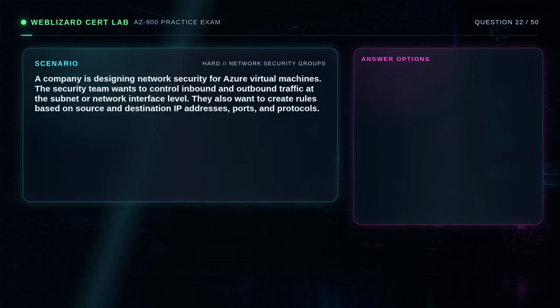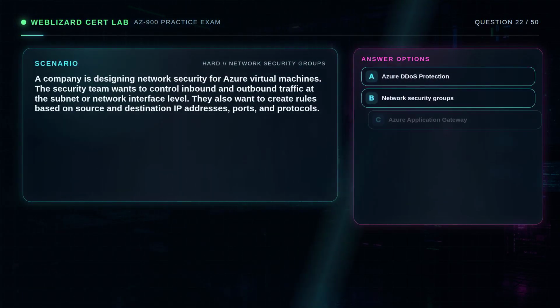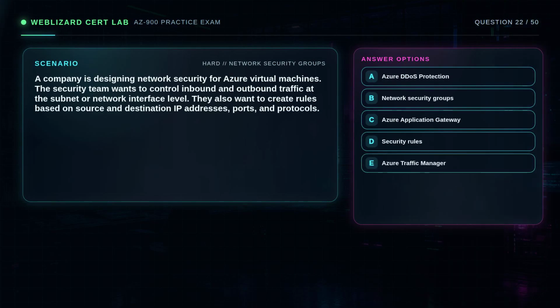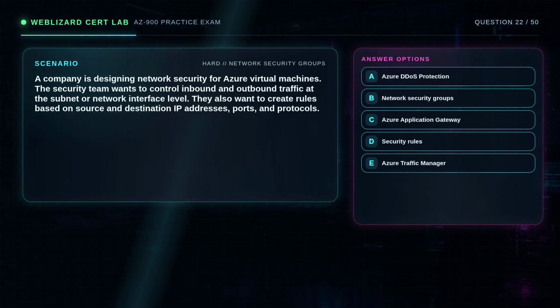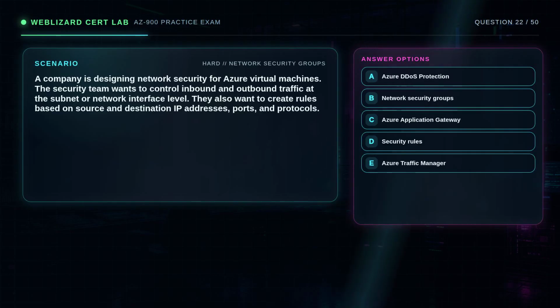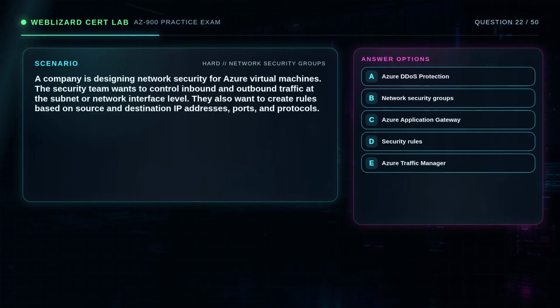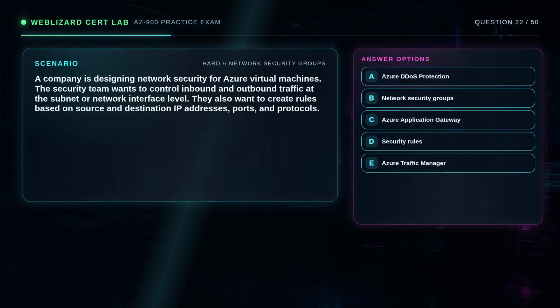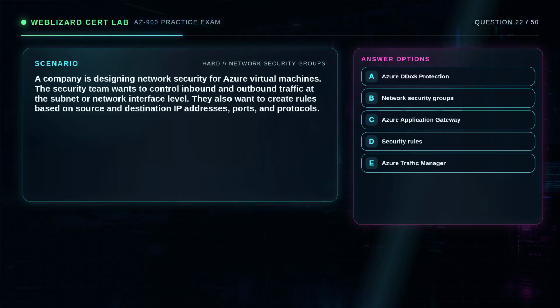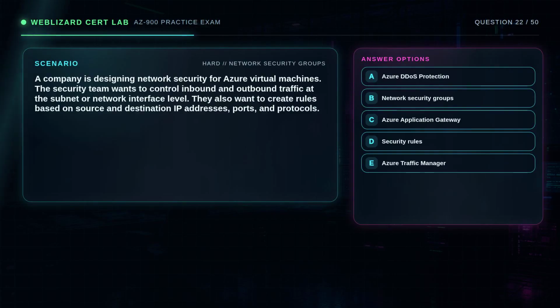Question 22. A company is designing network security for Azure virtual machines. The security team wants to control inbound and outbound traffic at the subnet or network interface level. They also want to create rules based on source and destination IP addresses, ports, and protocols. A. Azure DDoS protection. B. Network security groups. C. Azure Application Gateway. D. Security rules. E. Azure Traffic Manager.